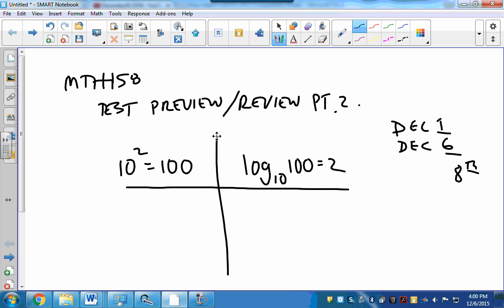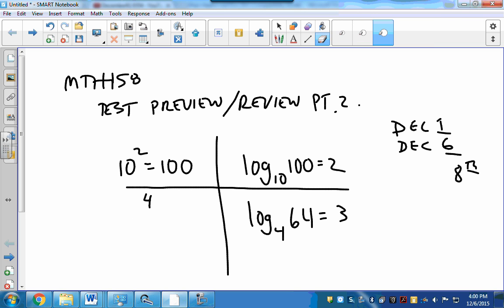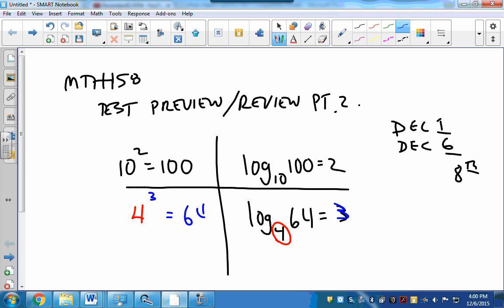We looked at a bunch of those in class, and we had a bunch on here, but just one of each. If I had log base 4 of 64 is 3, this would translate to 4 to the 3rd. The base is the number on the bottom here, right? Base is on the bottom. So 4. And the logarithm itself, this number by itself, is the exponent. Okay, and sure enough, you check that, 4 cubed is 64. Okay, so that's a log going to exponential.